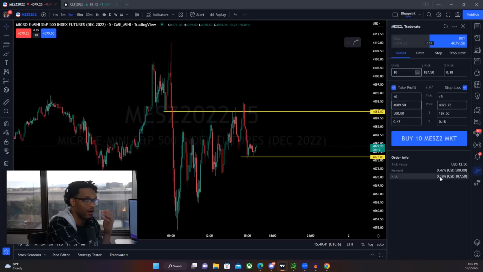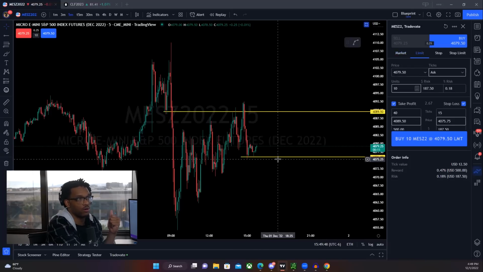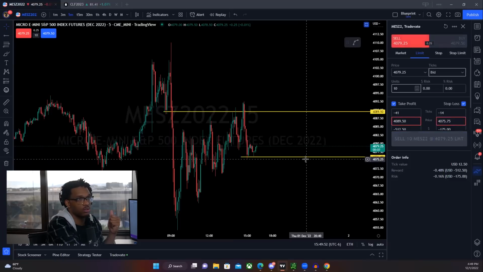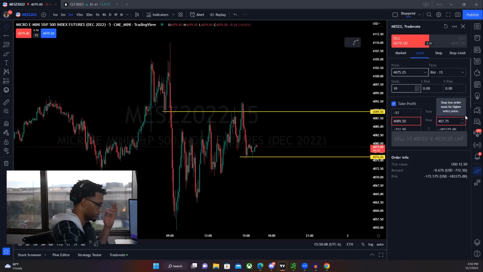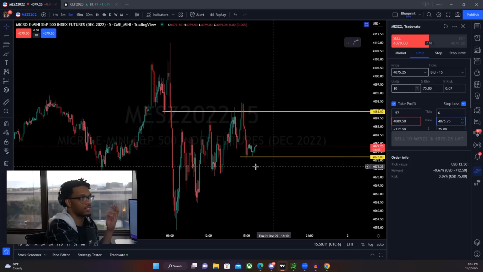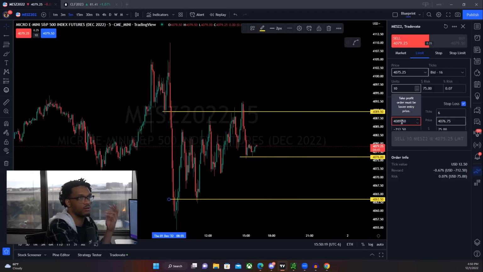You can literally see how much you're risking, or to make what. Let's say you want to play the downside. You want to get in under here. Let's say you want to do a limit order, so you want to sell with a limit order. Let's say you want your entry to be 40.75.25. Your stop loss is going to be above here, so let's say 40.76.75. And let's say your take profit level is going to be, just to make something up, way down here, 40.63.50. So for this play, you would be risking $75 to make $587.